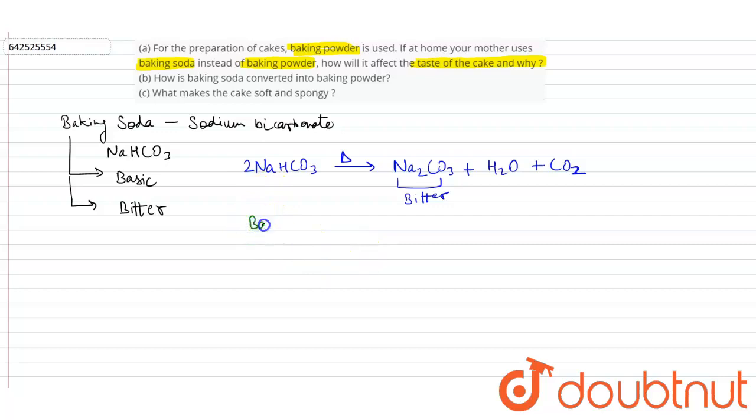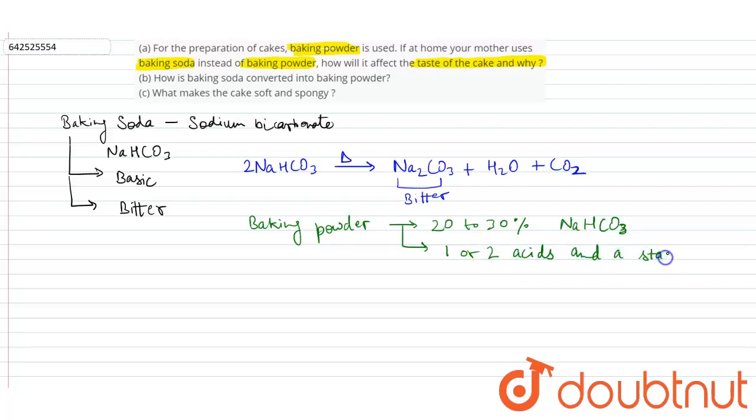And in case of baking powder, it is made up of 20 to 30% of sodium bicarbonate, and along with this base it has 1 to 2 acids and a stabilizer, or we can also call it a buffer. Whereas the baking soda is only NaHCO3.